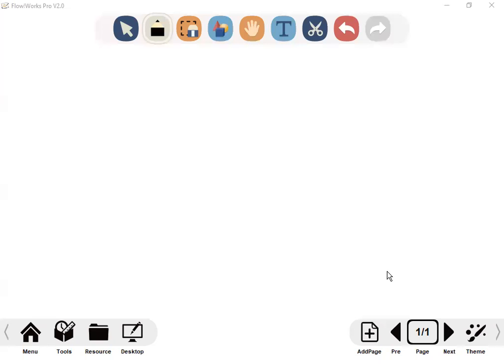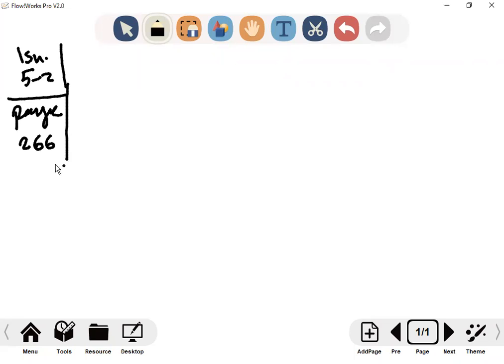We are on solving polynomial equations algebraically, lesson 5.2, page 266. I'm in example 6, right?